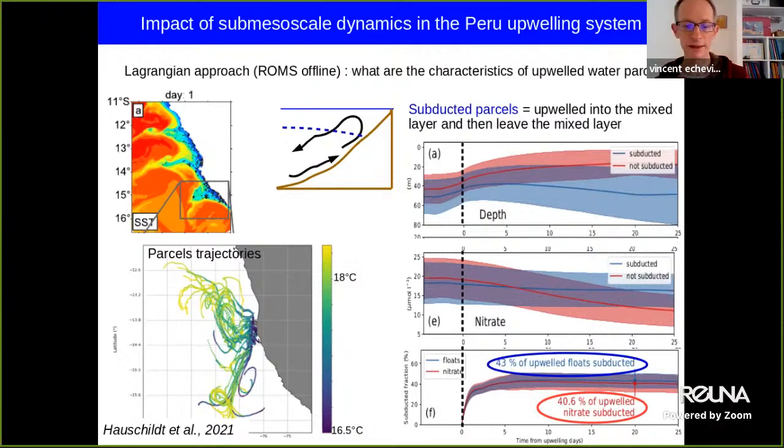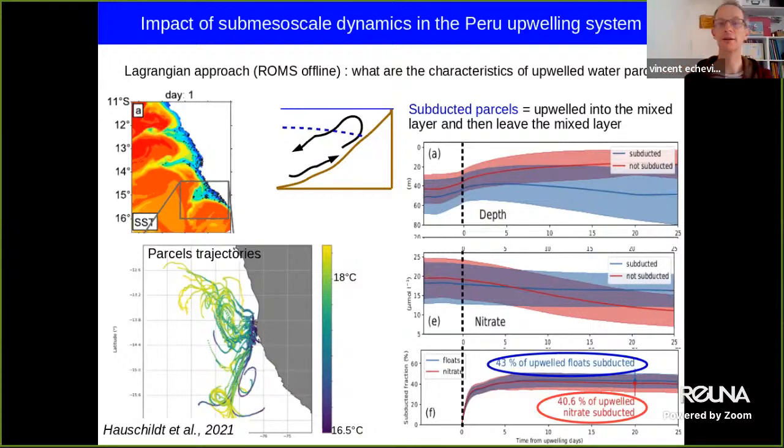Okay, and with this methodology, we were able to show that 43% of the upwelled floats are subducted. So it means that almost half of the water mass is subducted again, which is huge. It means that when you have an upwelling, almost half of the water does not stay near the surface, but goes back to the deep layers. So that's one first piece of information. And if we use the nitrate concentration of the floats, we were able to show that 40% of the upwelled nitrate, so if you have an upward flux of nitrate in the surface layer, 40% of it will get subducted again.